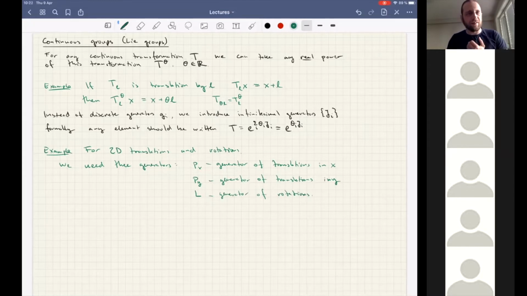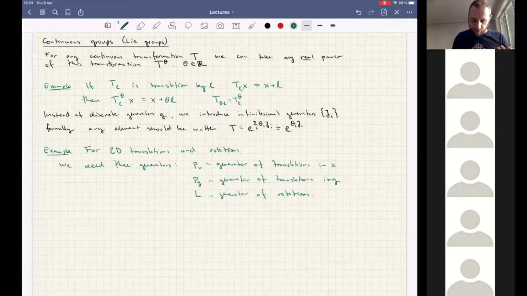Now, I call them P and L because, as we saw when we were discussing symmetries in the Hamiltonian case, the generator of translations was momentum. That's why I called it P. And the generator of rotations was the angular momentum, and that is why I call it L, because we will be able to make the connection later on when we look at Hamiltonian mechanics.